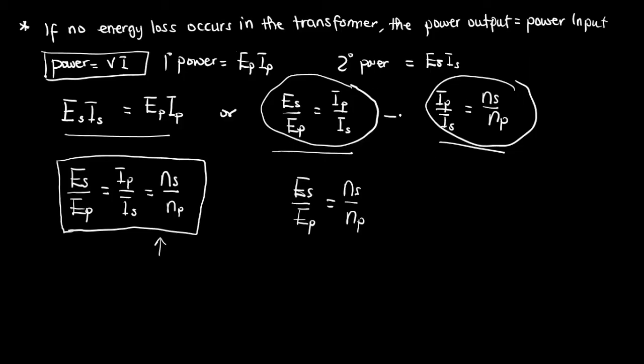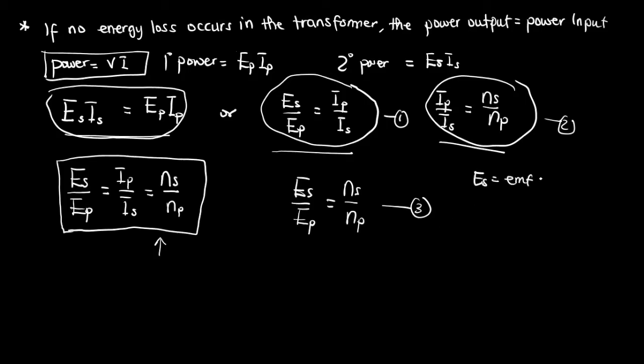Basically, this is equation 1, this is equation 2. From equation 1 and equation 2 we can get this as equation 3. Don't confuse the positions. Are you okay? So the first thing you need to know is that the current and the number of turns are inversely proportional, and this one is also like this. Once you know that, you don't have any problem, right? Like I said, ES is the EMF in the secondary coil. EP obviously is the EMF in the primary coil.